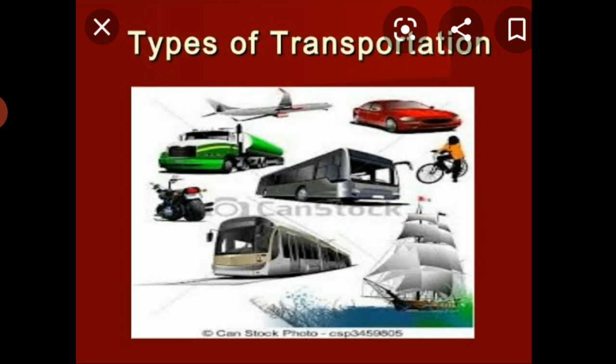So as we all know, what is transportation? It is nothing but traveling from one place to another. There are three means of transport: land transport, water transport and air transport.